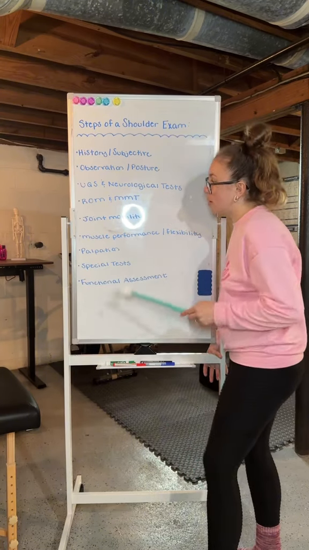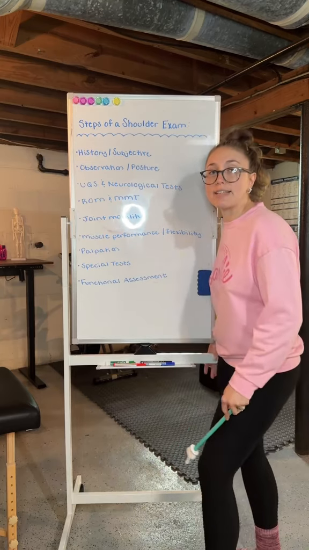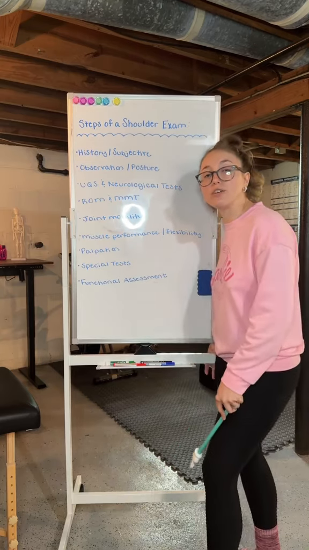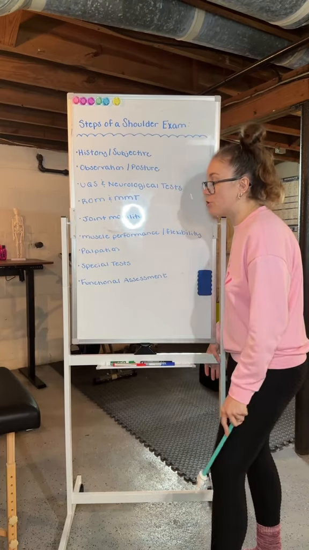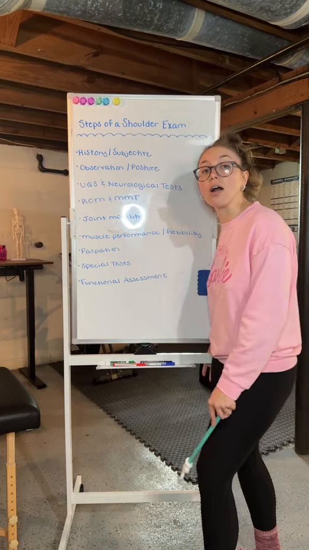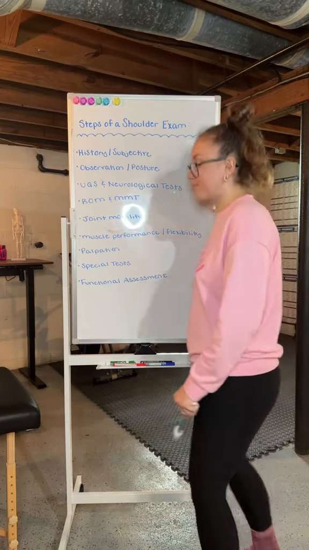Throughout all this, maybe we have some sort of a hypothesis in mind. Maybe we're expecting a rotator cuff injury or glenohumeral instability, etc. So we are going to be performing the relevant special tests to help rule in or out our hypothesis in our head. And last up, we have our functional assessment.